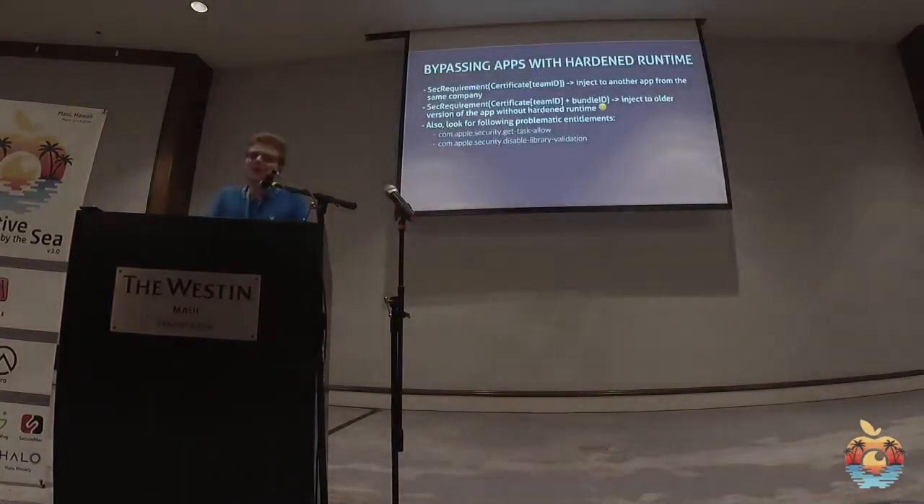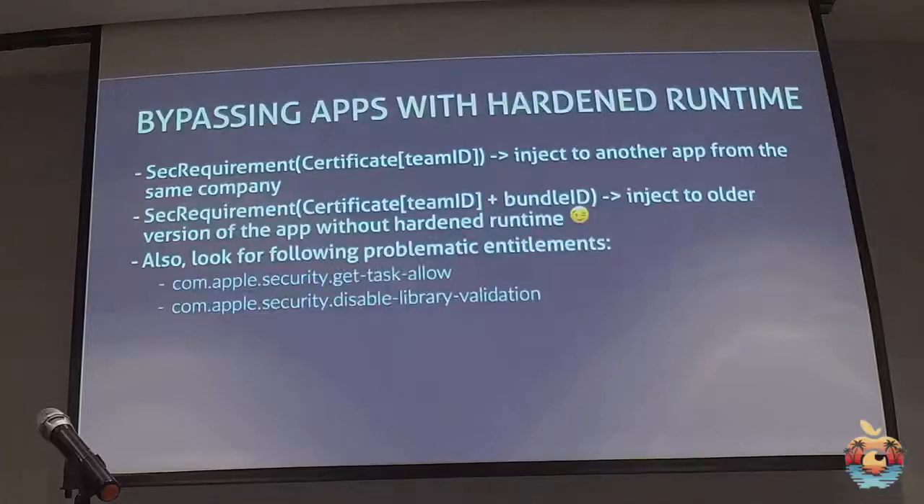If we have the validation based on the sec requirement string, and the sec requirement string is built on the team ID of the certificate, you can just inject into another app from the same company because it's still signed with the same certificate, right? So it's not a problem at all. If the sec requirement string also checks for a bundle identifier, you can Google for an older version of the application that does not have the hardened runtime capability turned on, and simply again inject into it.